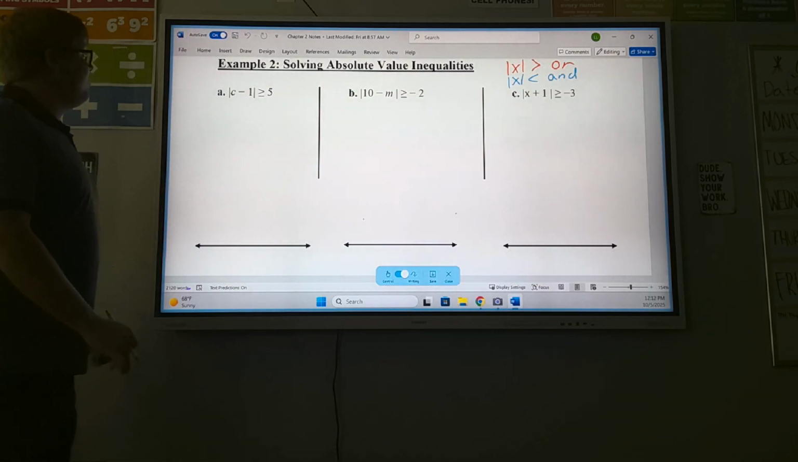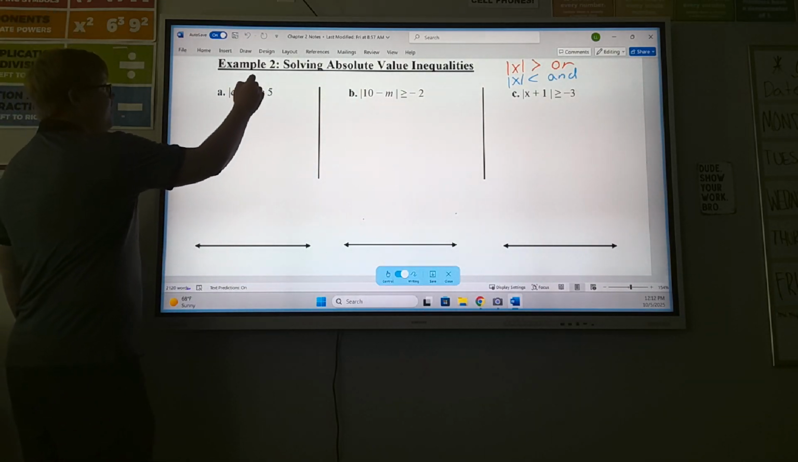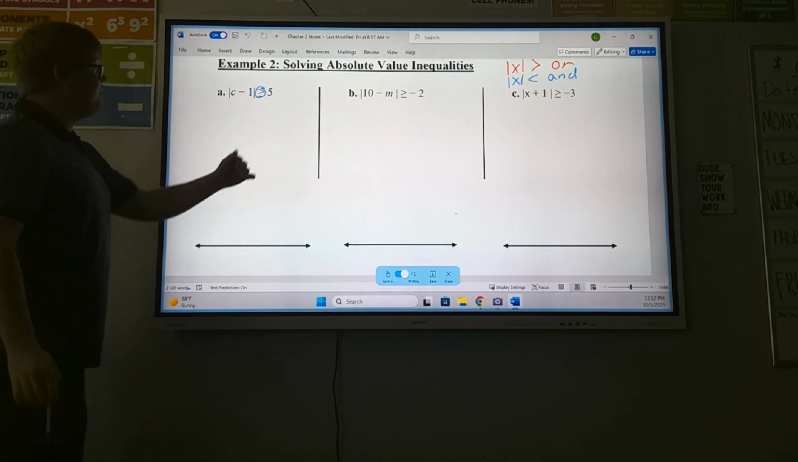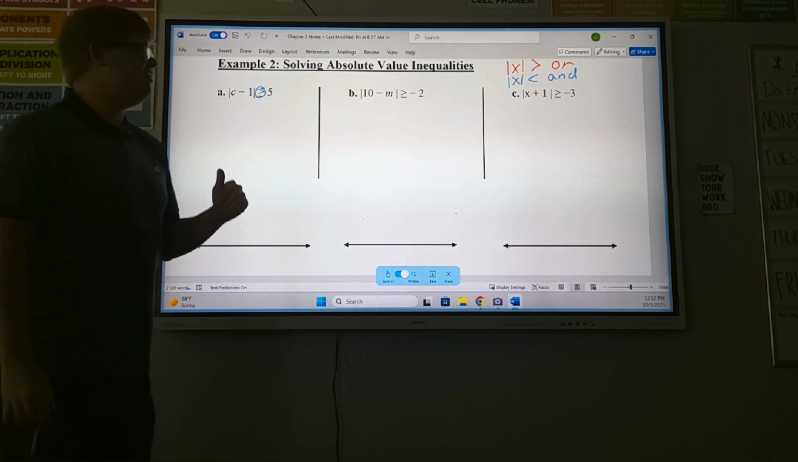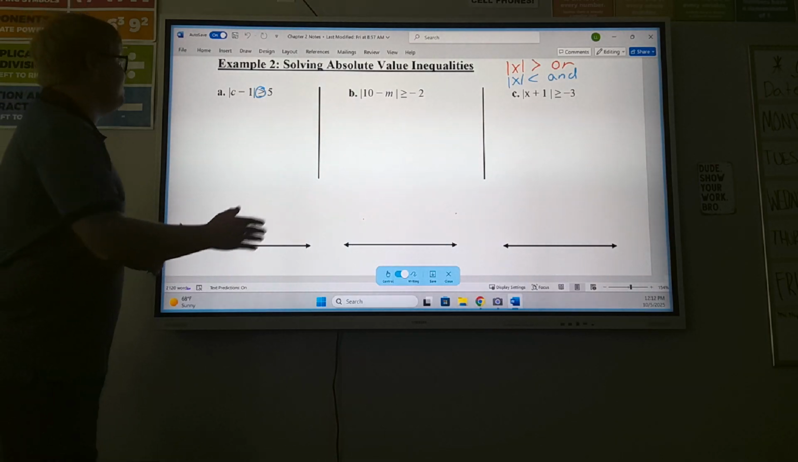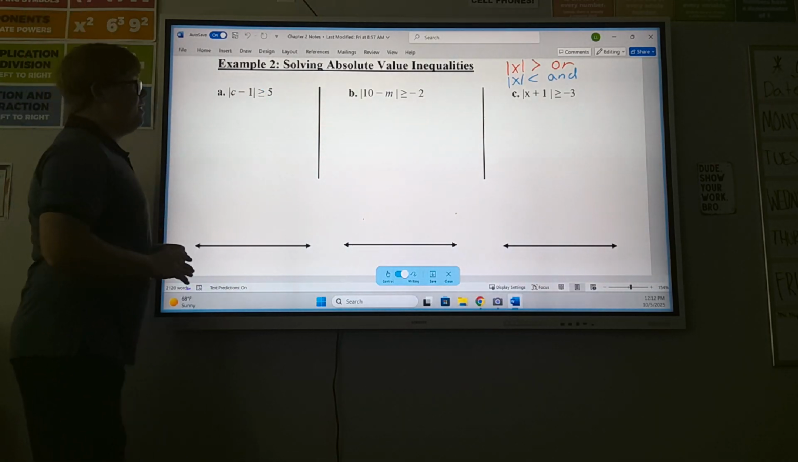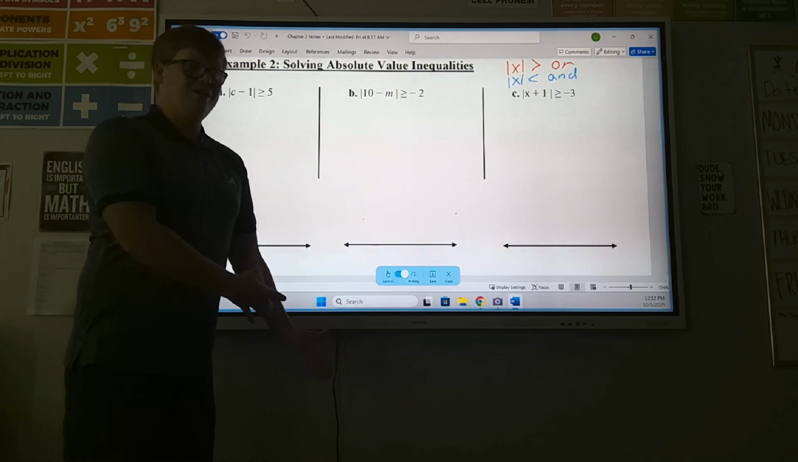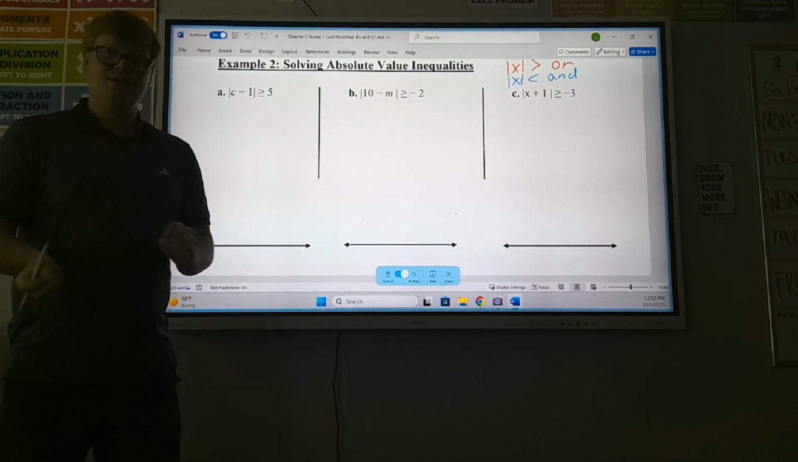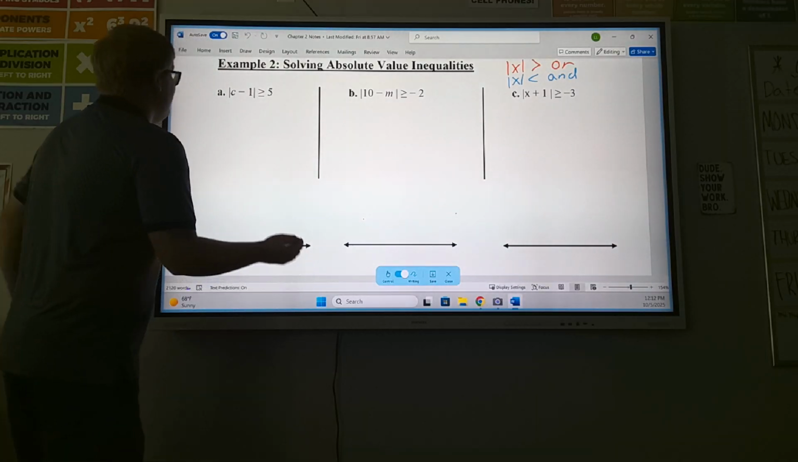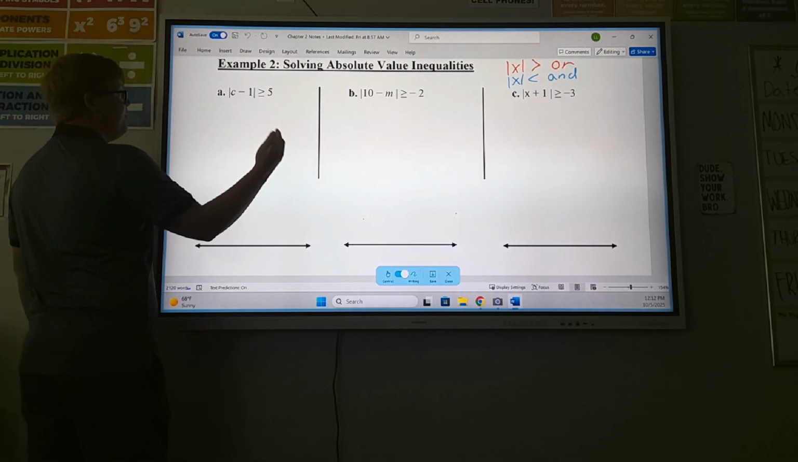So let's solve this first one. We see that our inequality is eating the absolute value, or our absolute value is bigger. That tells us it's an or compound inequality. That means we're going to solve it a lot like a linear absolute value equation, and we're going to write 2 different problems to solve. So let's copy our first one.